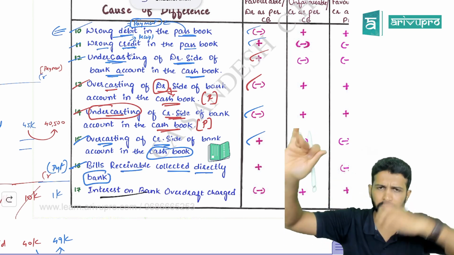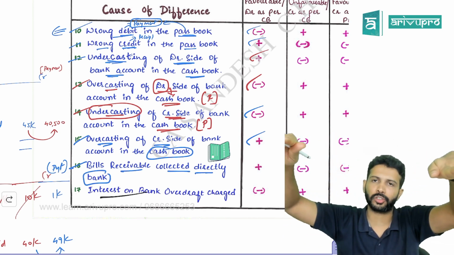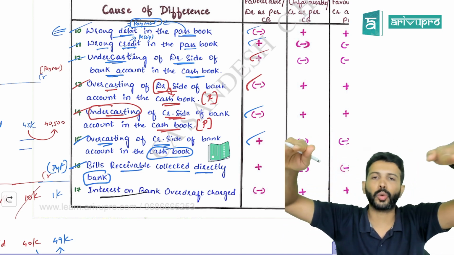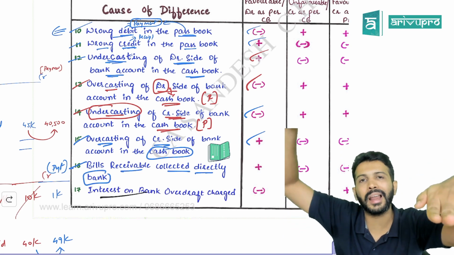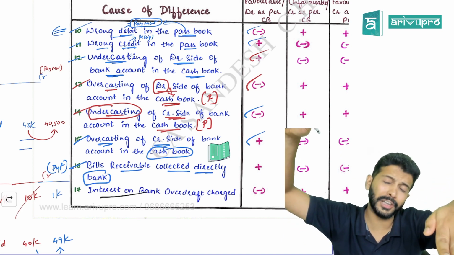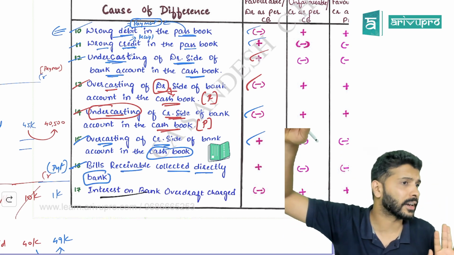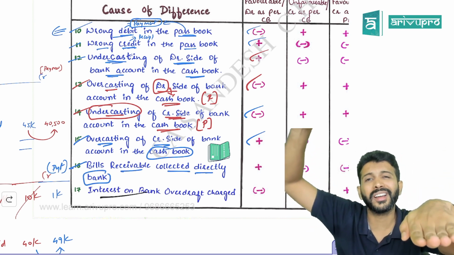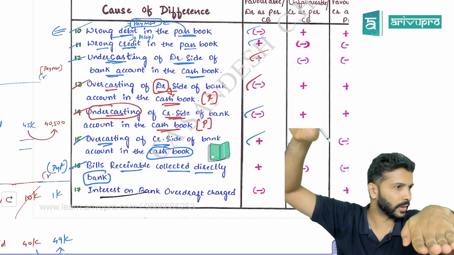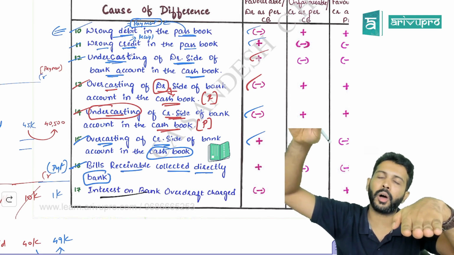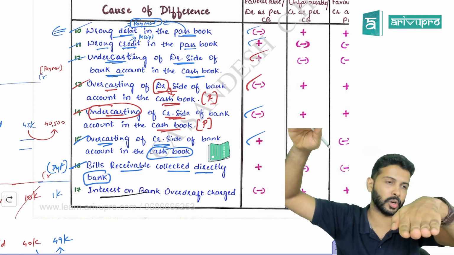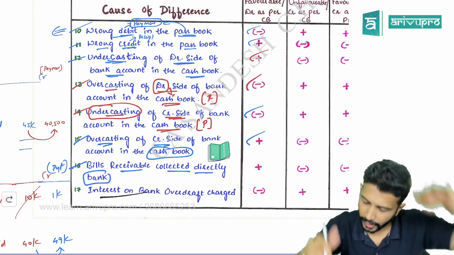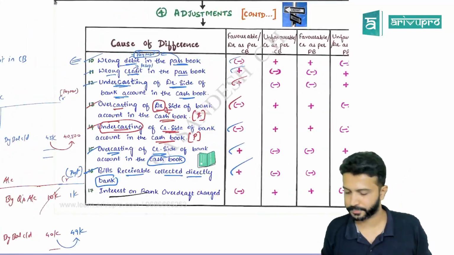Bank has directly collected. So tell me, cash book, passbook. Some money has come into my bank account. So the passbook balance has increased. Did the bank inform me, or did it happen directly? It happened directly. That means the cash book is as it is, and the passbook has increased. So what is the treatment here? The starting point is the cash book, so to reconcile, we add back. Hence the treatment is plus.